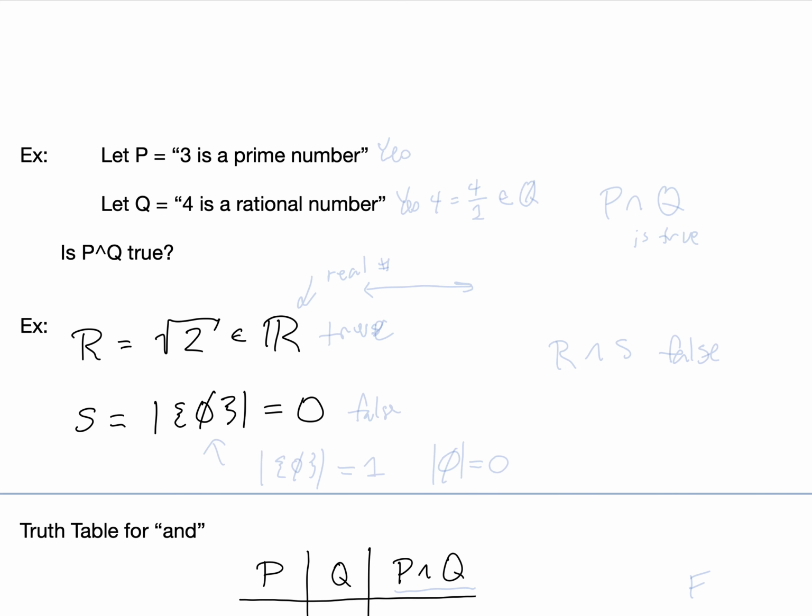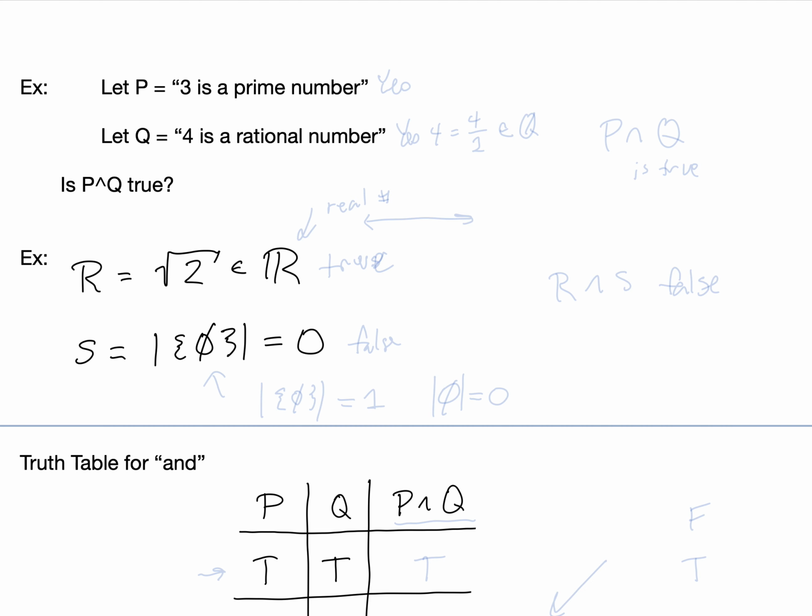Okay, so 3 is a prime number. Yes, that's true. 3 is prime. 4 is a rational number. Yes, that's true. 4 can be written as 4 over 1, which is a ratio of integers. And so 4 is an element of the rational numbers. Each of those statements is true. So P and Q is true. So if both statements are true, then P and Q is true.